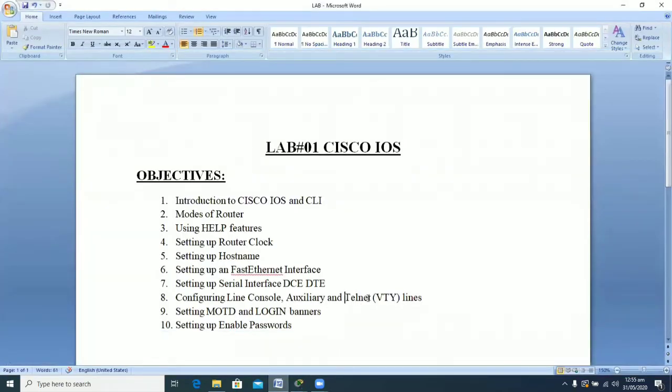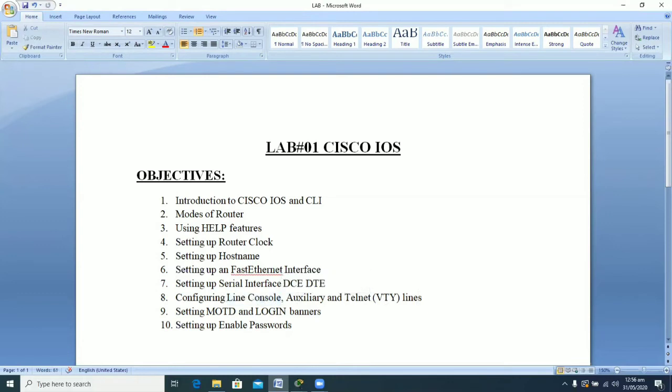Consider that you are in Islamabad city and you want to configure your router present in Karachi city. Then in that case, telnet or the virtual terminal lines or the virtual terminal connections will be used by you to configure your router or the remote router or the remote networking device. So these are basically the three different ways to log in to your router. One by one, I will be configuring the line console and the auxiliary line and the telnet connection.